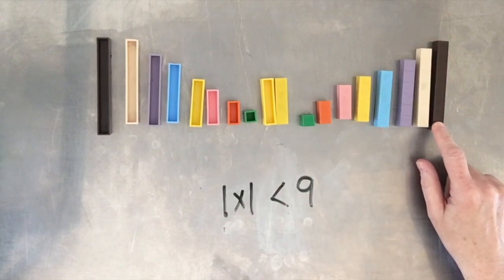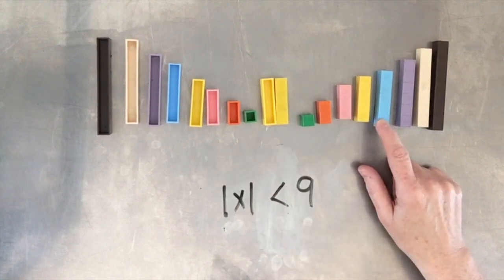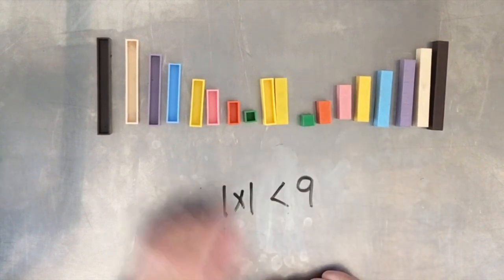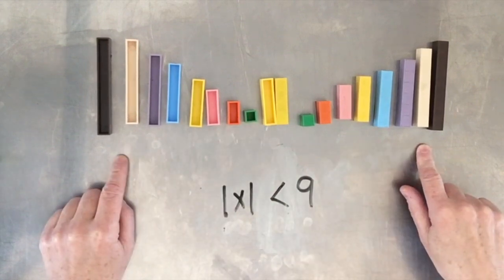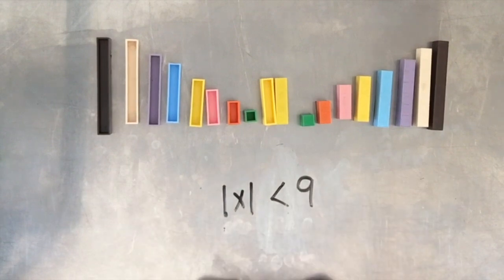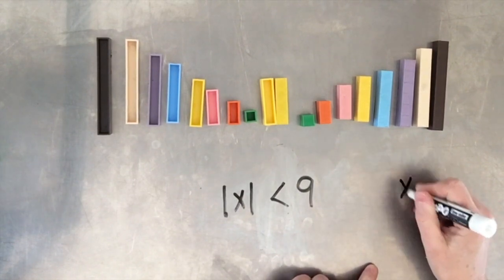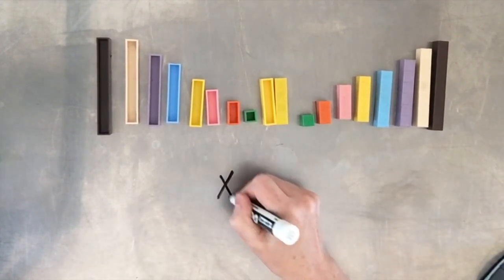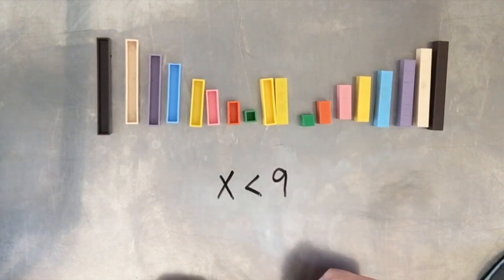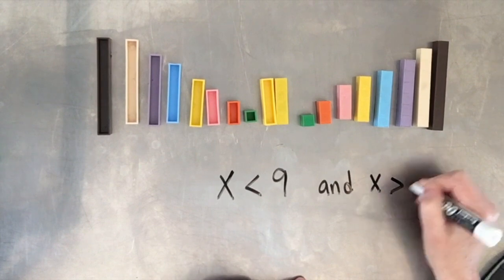This is, if you started here, you'd go 1, 2, 3, 4, 5, 6, 7, 8 steps. If you started here, you'd go 1, 2, 3, 4, 5. If you started here, you go 1, 2, 3, 4 steps. Can you see how all those numbers are less than 9 steps from 0? So your answer here would be that, and I saw how they wrote it here. They said that x is less than 9. Let me actually write this here where you can see it. X is less than 9, okay, and x is greater than -9.